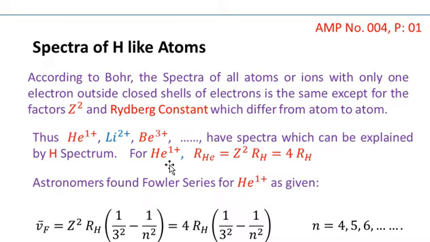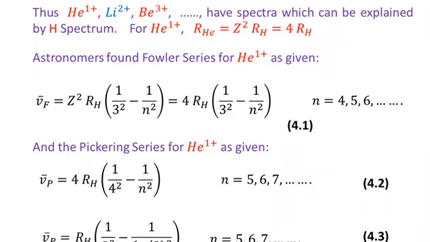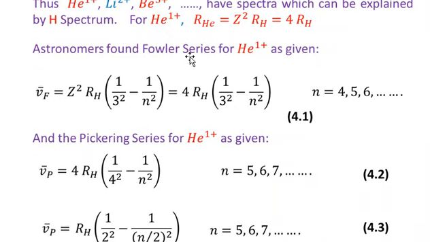For helium singly ionized, we can write the Rydberg constant, represented by R with a subscript He, is equal to Z square times the Rydberg constant of the hydrogen atom. So putting the value of Z equal to 2 for the helium atom, we can say that the Rydberg constant of the helium atom is equal to 4 times the Rydberg constant of the hydrogen atom. Astronomers found Fowler series for helium singly ionized as given below.